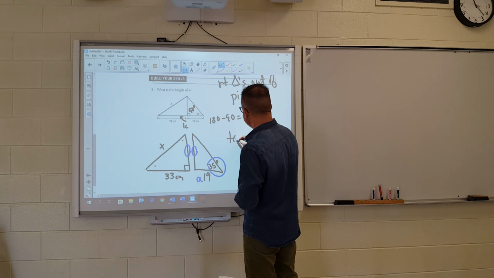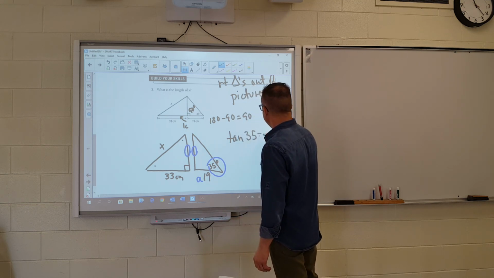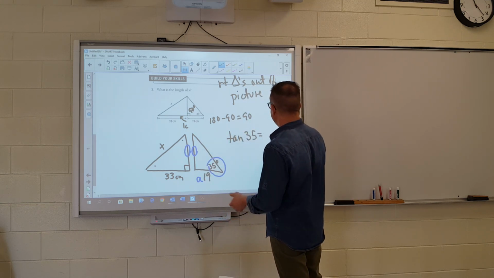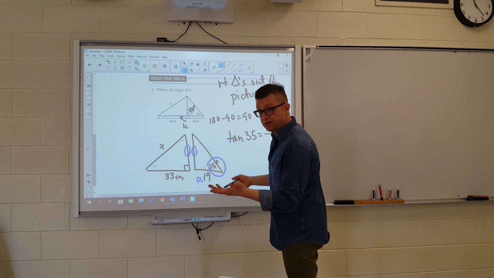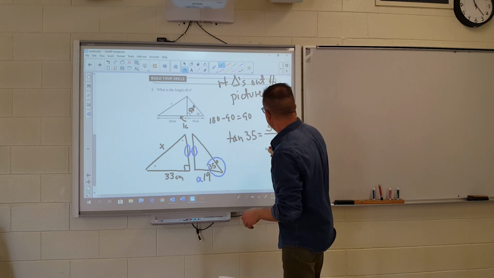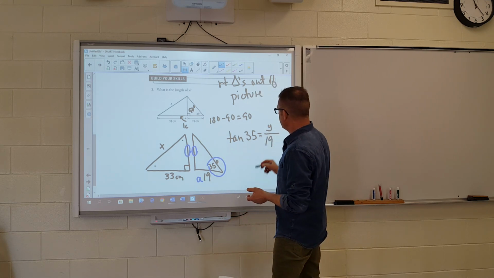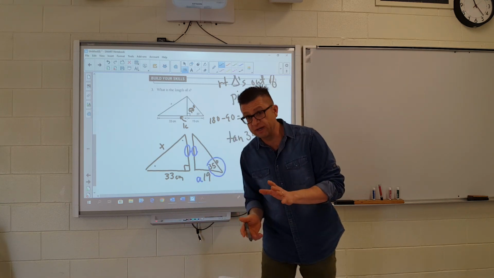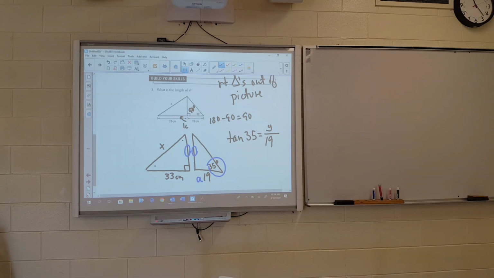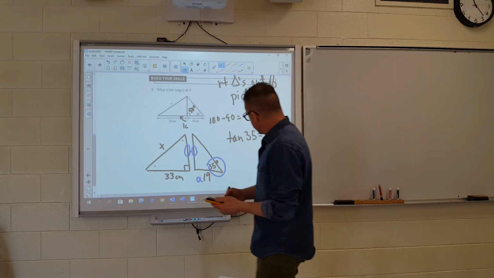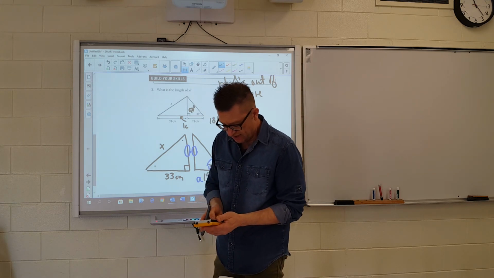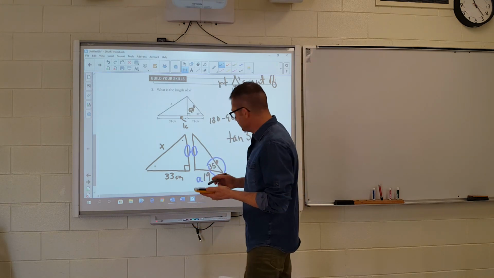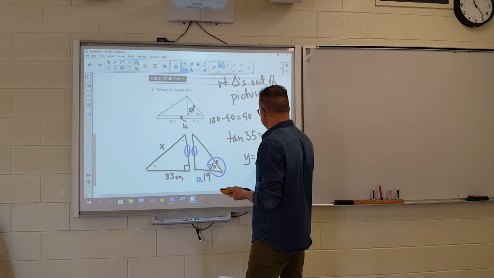So tan of 35 equals opposite, which I don't know, so I'll just use a letter. I'm going to use y, because x is used over there. No reason. Use your own initial if you want. And over 19. So then I get my calculator. Tan 35 times 19 equals y. So here I go. 19 times the tan of 35 is 13.3. So y equals 13.3. I guess it'll be centimeters.